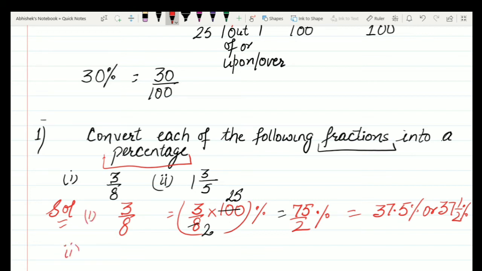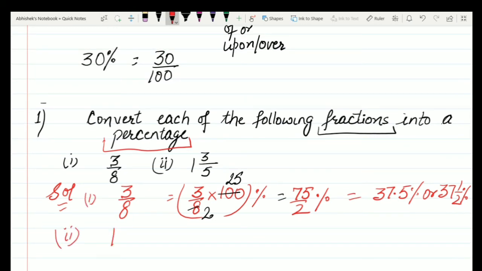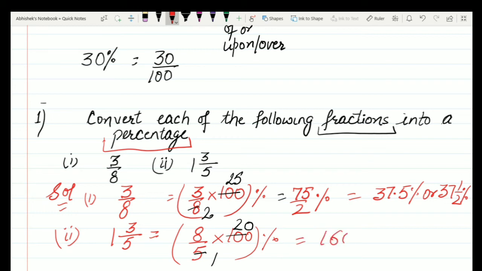Look at the second sum. 1 3 by 5. This is a mixed fraction. Convert this into improper form first. So it comes 8 by 5. Now to convert this into percentage, multiply by 100 and put the percent sign. So here again I will do cutting. 5 1s are 5, 5 2s are 10, it is 20, and 20 8s are 160%.